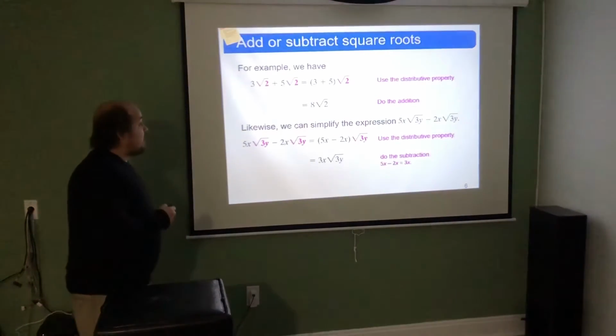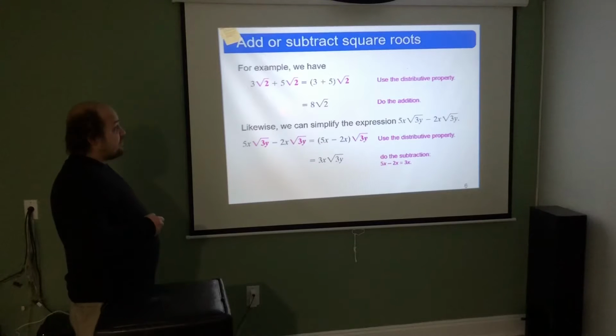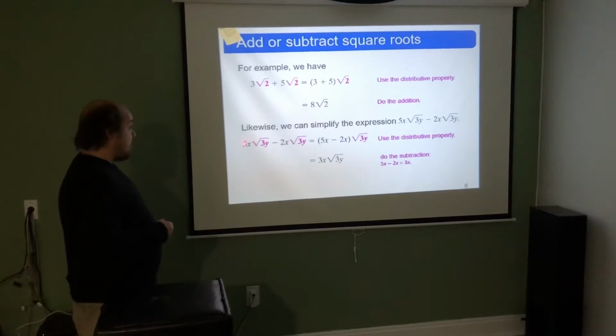If we had 3 roots of 2 plus 5 roots of 2, that would give me a total of 8 roots of 2. If I had 5x root 3y minus 2x root 3y, well, since the root 3y's are the same, they're going to stay in the problem in the same way that an x would. I combine what's in front. The first one out of 5x, the second one out of negative 2x. 5x minus 2x combines to give me 3x. 3x of what? 3x, the root of 3y.